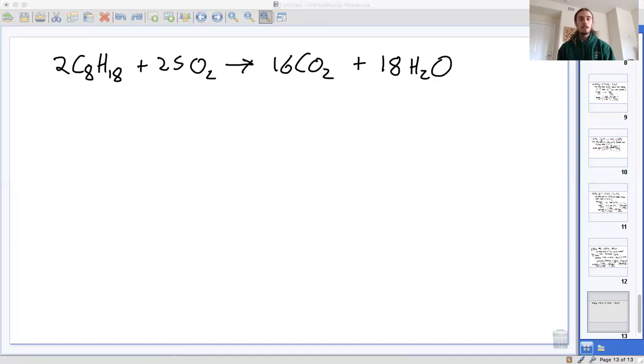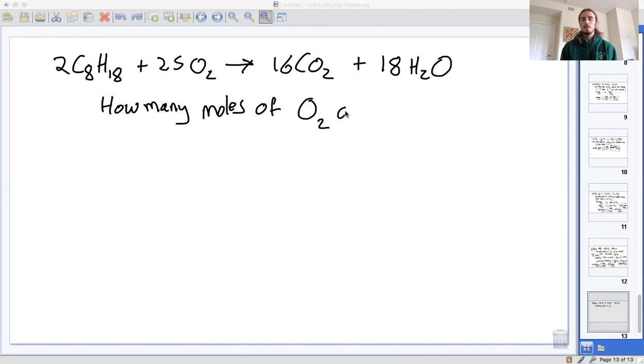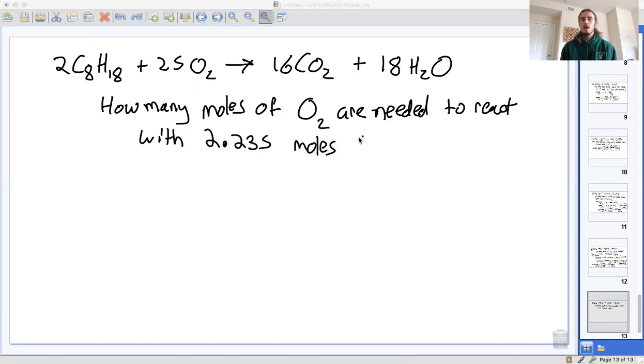And the question is, how many moles of O2 are needed to react with 2.235 moles of octane? Okay, so let's set up a conversion factor.